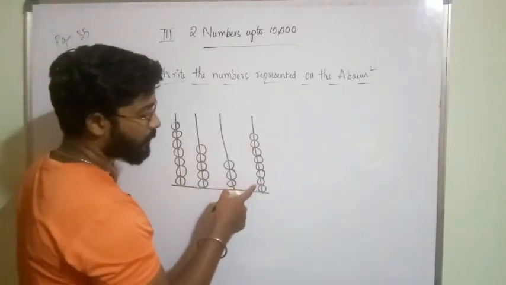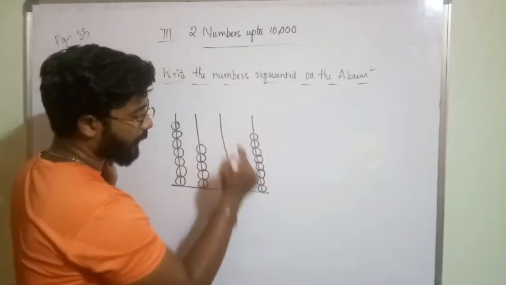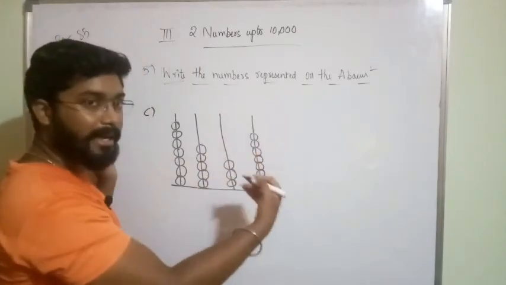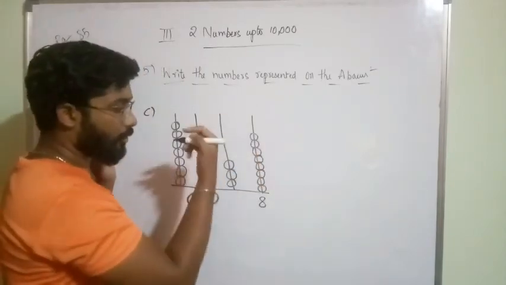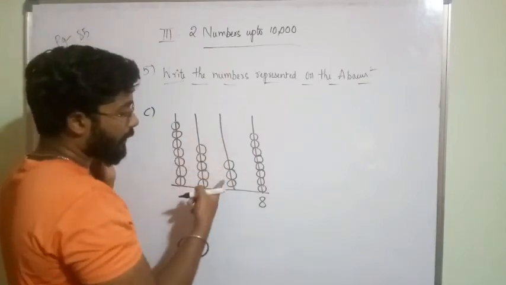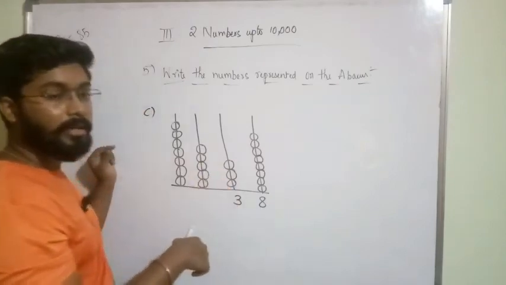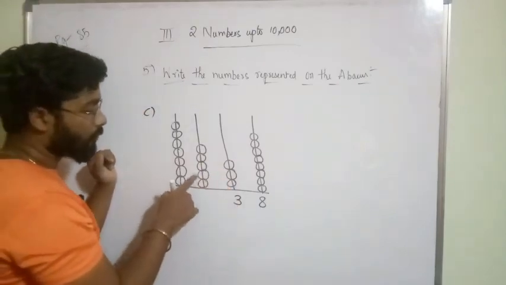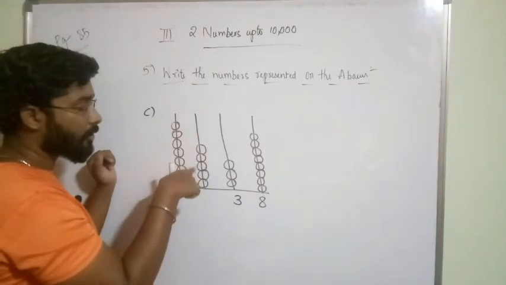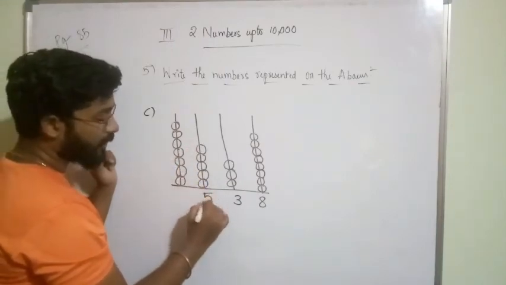So in ones place how many are there? 1, 2, 3, 4, 5, 6, 7, 8. So you have to write 8 below the ones rod. So in tens rod how many are there? 1, 2, 3. So you have to write 3 below the tens rod only. Okay, next 1, 2, 3, 4, 5. In hundreds rod you are having 5, no? Write 5 below the hundreds rod.